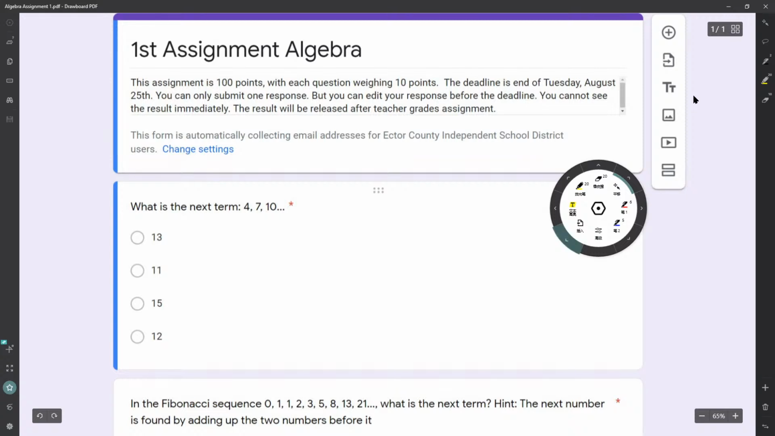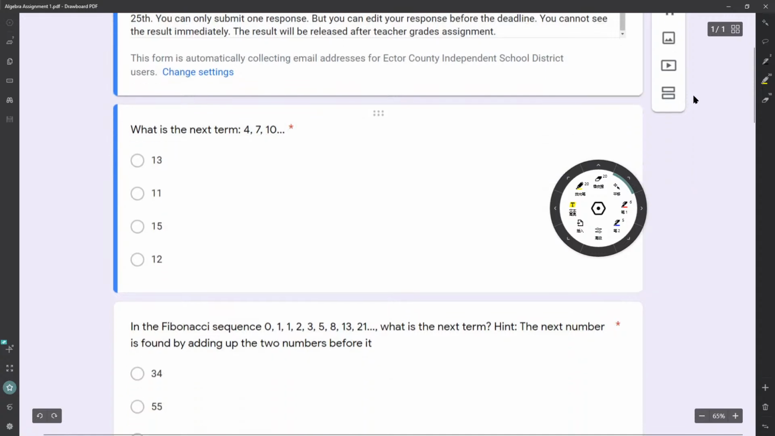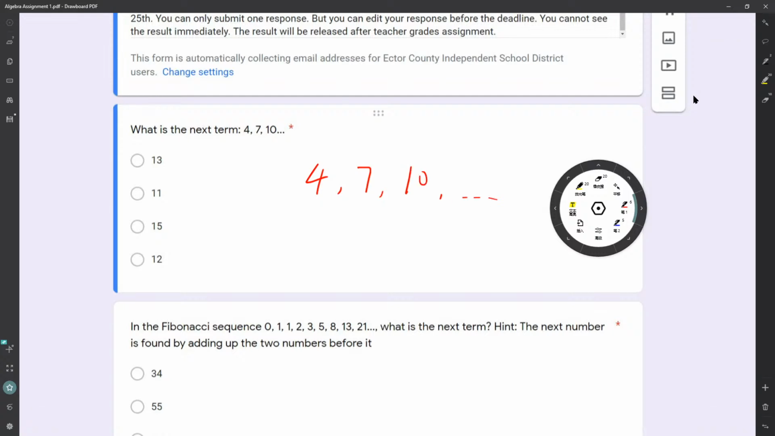Okay, here we go. Let me help you with the first assignment of algebra. The first question: what is the next term? We have a sequence that says 4, 7, 10, and on. To predict, we have to observe and look for the pattern. So let's compare the three terms we have.